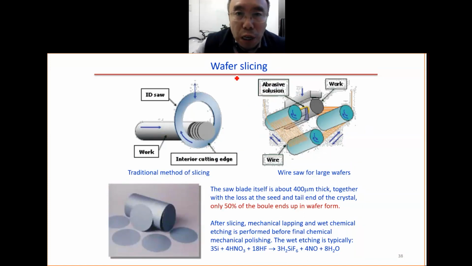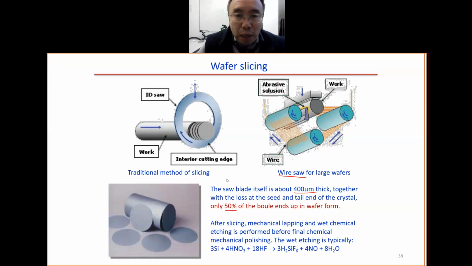Then we do the wafer slicing. In old times, we used this kind of cutting. Nowadays, we use the wire saw. The wire saw cuts the boule into many wafers. The saw blade is about 400 micrometers thick. Together with the loss and the seed and the tail end of the crystal, in the end only 50% of the boule ends up in wafer form.